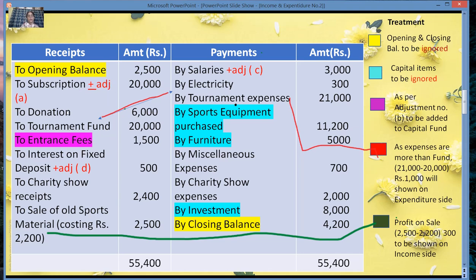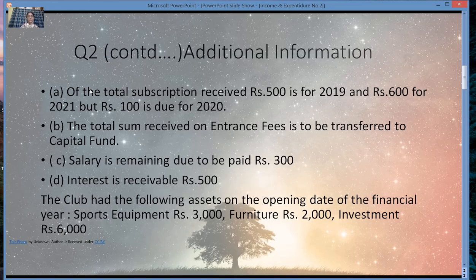Now, after that, let's see the items one by one. Let's see the receipt side first. What is our first source of receipt? Subscription. Subscription received was 20,000. Yes, but you had certain adjustments. As I've said, we had certain information which is to be added and some information which is to be deducted. Now let's see what that is.